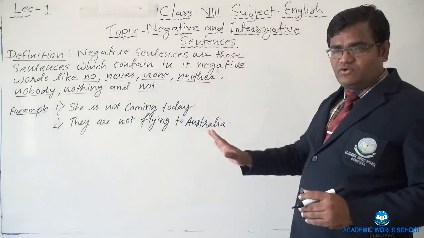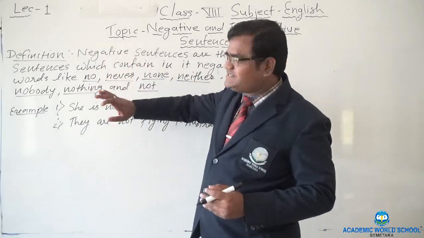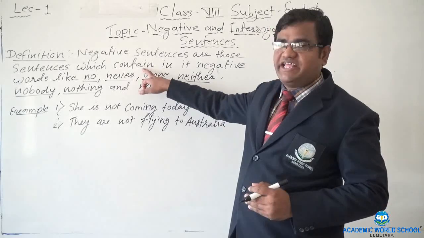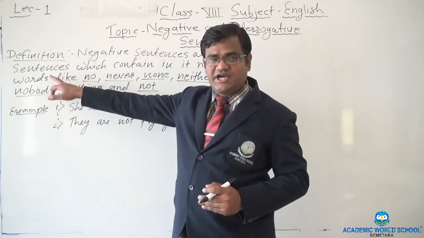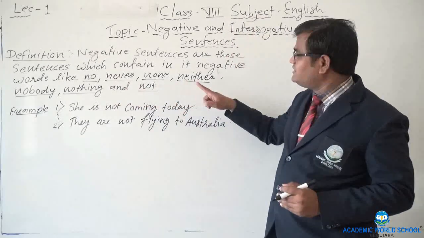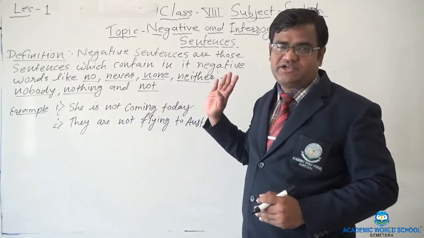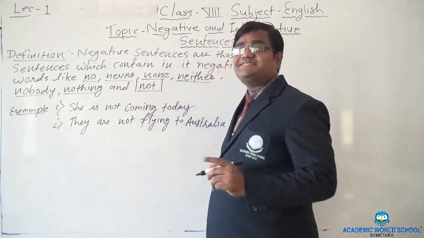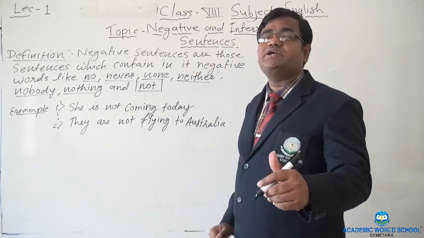So let's begin. The basic rule of making a sentence negative you know very well, right? What are negative sentences? Negative sentences are those sentences which contain negative words in them. Now, which are those negative words? Like no, never, none, neither, nobody, nothing, and not. In 99% of cases, we use not to make a sentence negative, right? But many students get confused exactly where to add not.